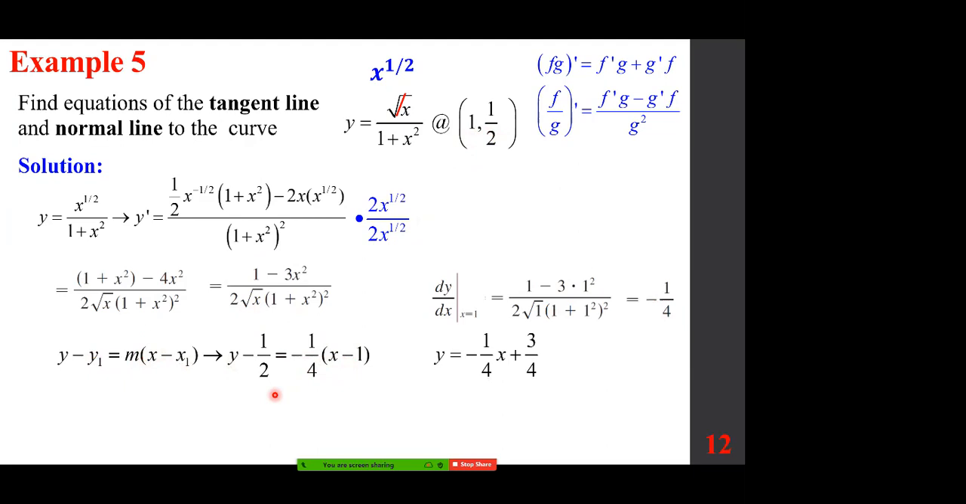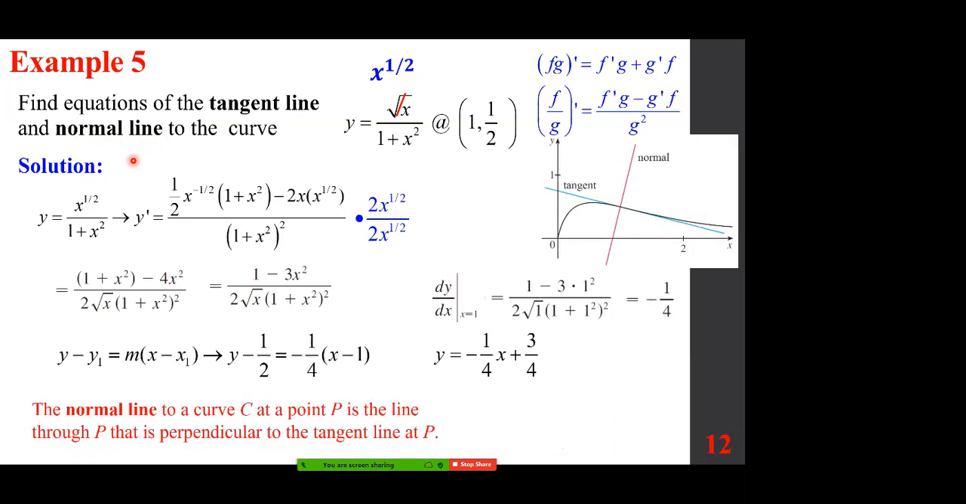But what is a normal line? By definition, normal line is a line that is perpendicular to the tangent line. So what does it mean? Well, we have the slope. If the slope is negative 1/4 for the tangent line, what is the slope for a line which is perpendicular to that? Negative reciprocal. So negative reciprocal of this number is 4.